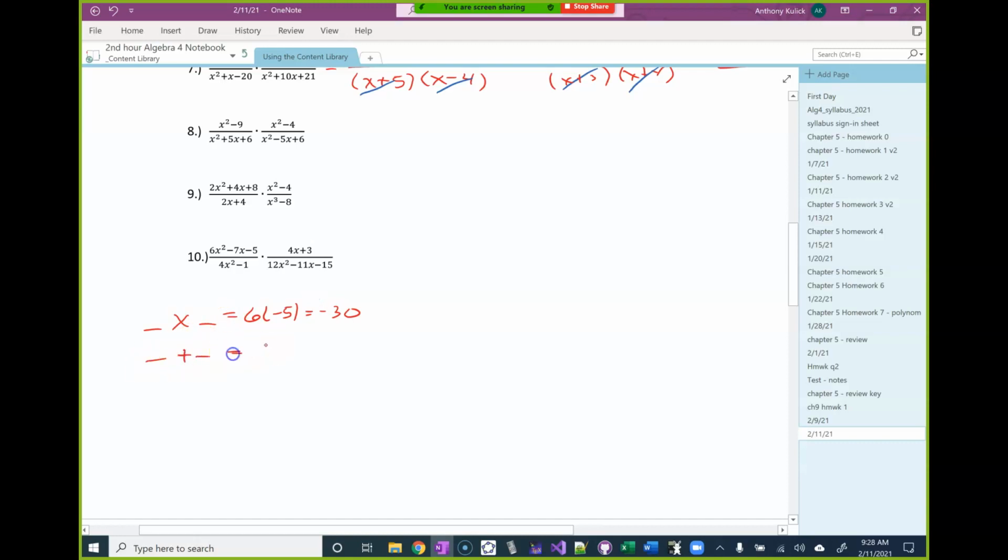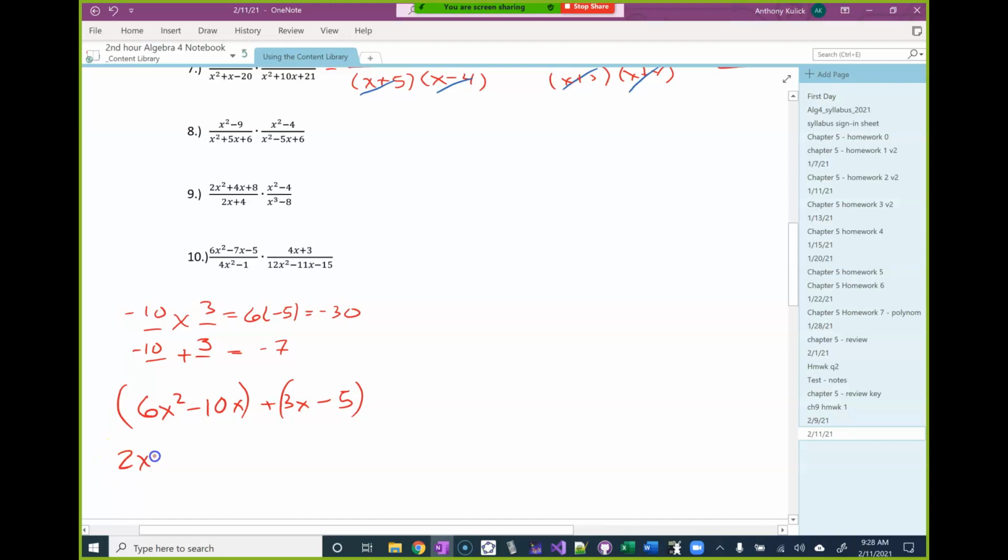And then also add to give me negative 7. If I think about that for a moment, negative 10 and positive 3 seem to fit the bill there. So I'll replace this with negative 10x plus 3x, and then I can factor by grouping.